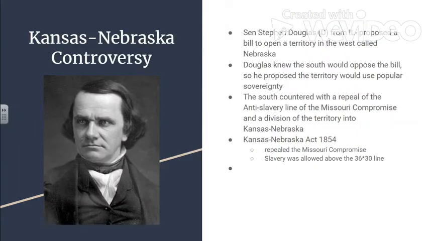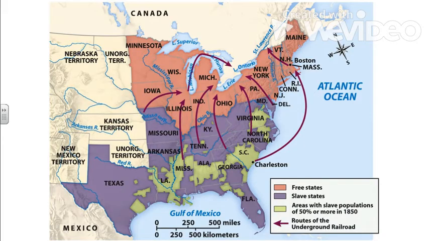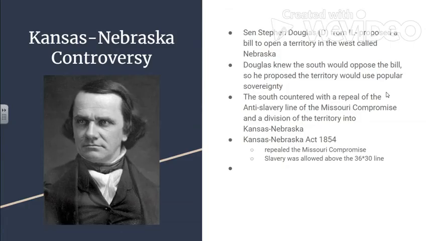So I get the luxury of talking about this handsome devil, Stephen Douglas. The Kansas-Nebraska Territory, which you can see right here in this area of your map, was set to be added to the United States of America. Now, these territories, which were part of the Louisiana Purchase, were north of 36°30'. As a result, under the old Missouri Compromise agreement, they would be free territories.